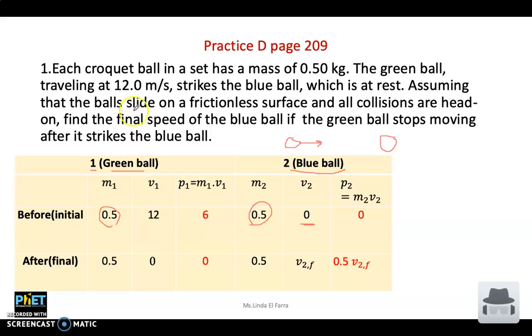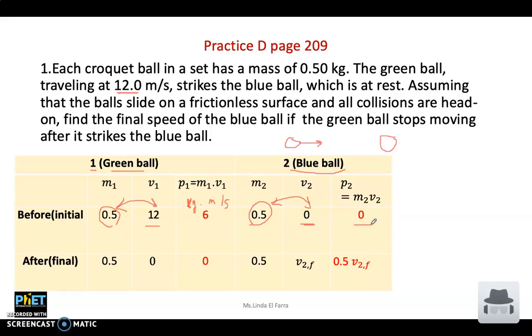The initial velocity for the first one is 12, so I write it here, 12. And then I calculate the momentum. How am I going to calculate the momentum? m1 times v1. This is the momentum, 6, of course with a unit, kilogram times meter per second, but I don't care now to write the unit in the table. I just need to find values and I have to make sure all my values are in SI units. Now let's go to the second object. Its mass, again, is the same mass, 0.5, and its velocity is 0 because it's not moving. What is the momentum? You multiply them together, the momentum is 0.